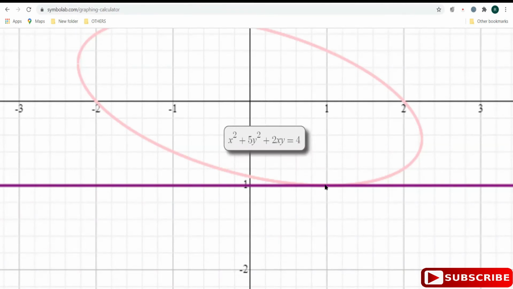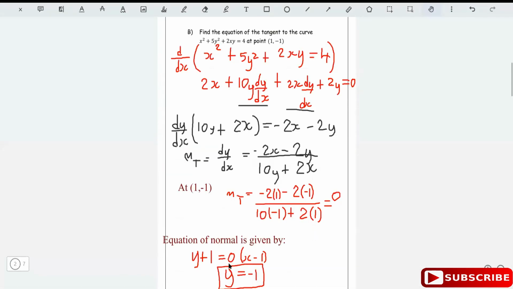So this is just verification of the solution. I wrote normal, right? Too much normal. I need to fix that. It should have said tangent. So my apologies for writing the word normal. It should have said equation of the tangent. That's how we find the equation of the tangent. y equal minus 1. Nice.